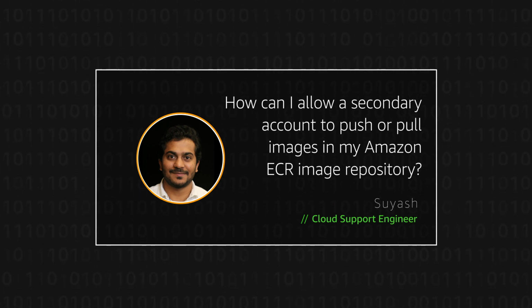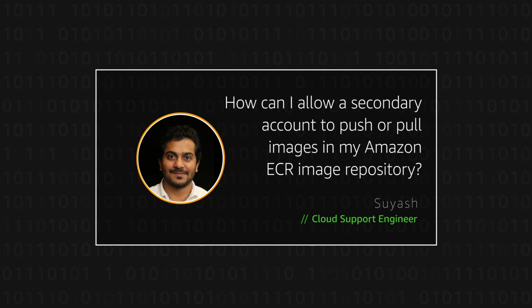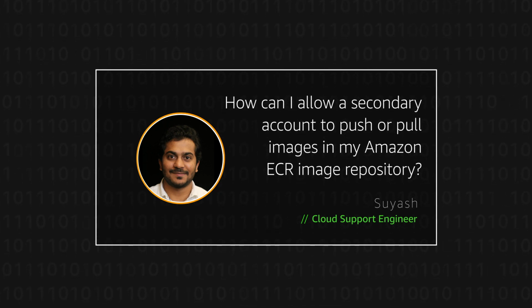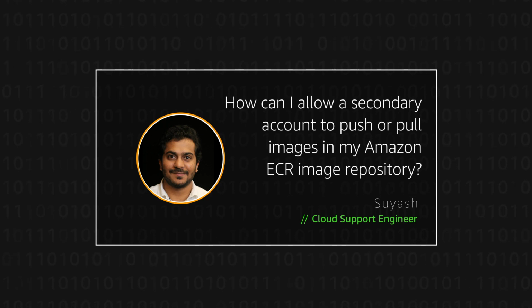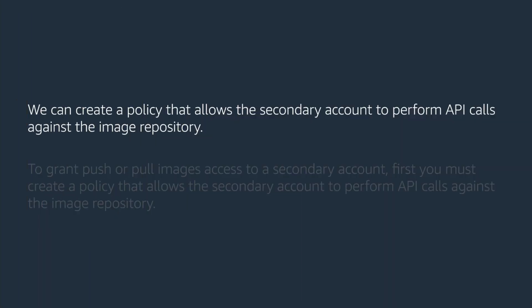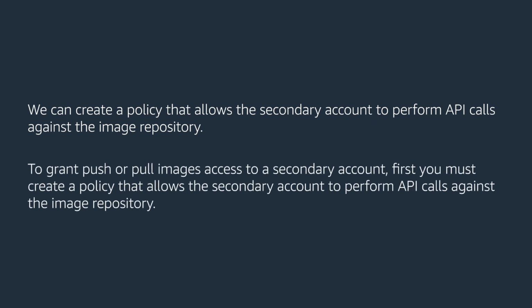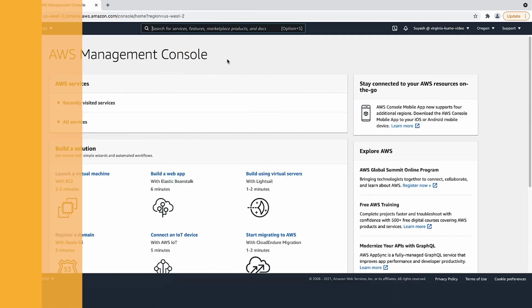Today, I'm going to show you how you can allow a secondary account to push or pull images in Amazon Elastic Container Registry image repository. Let's get started. We can create a policy that allows the secondary account to perform API calls against the image repository. To grant push or pull images access to a secondary account, first you must create a policy that allows the secondary account to perform API calls against the image repository.